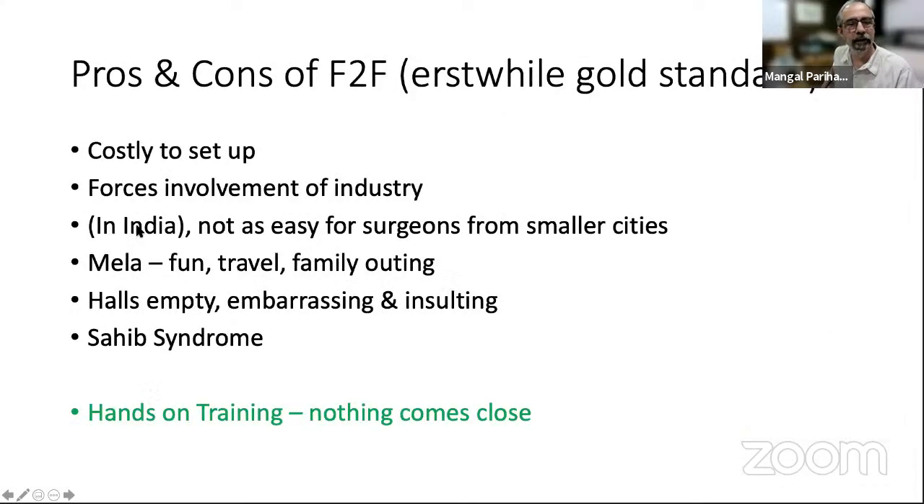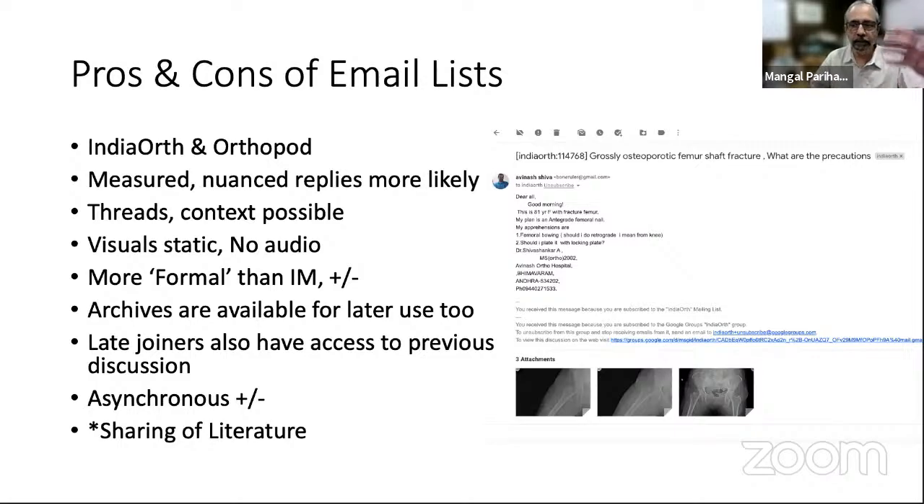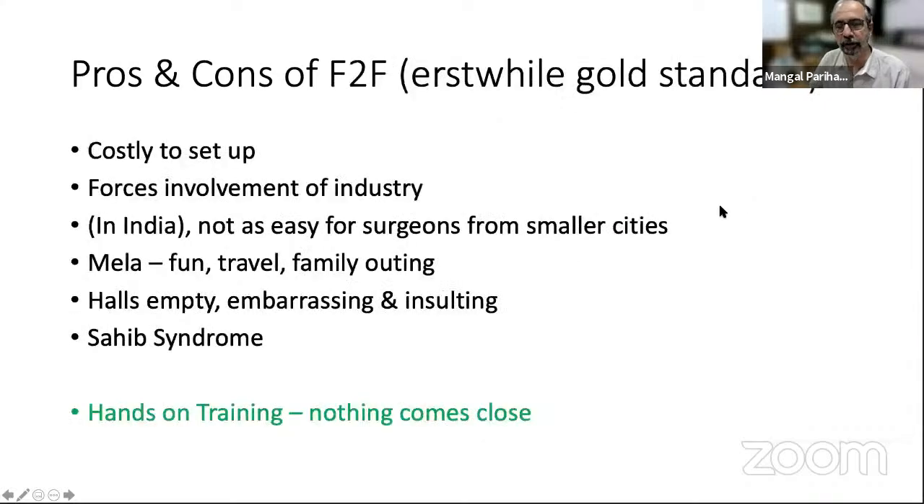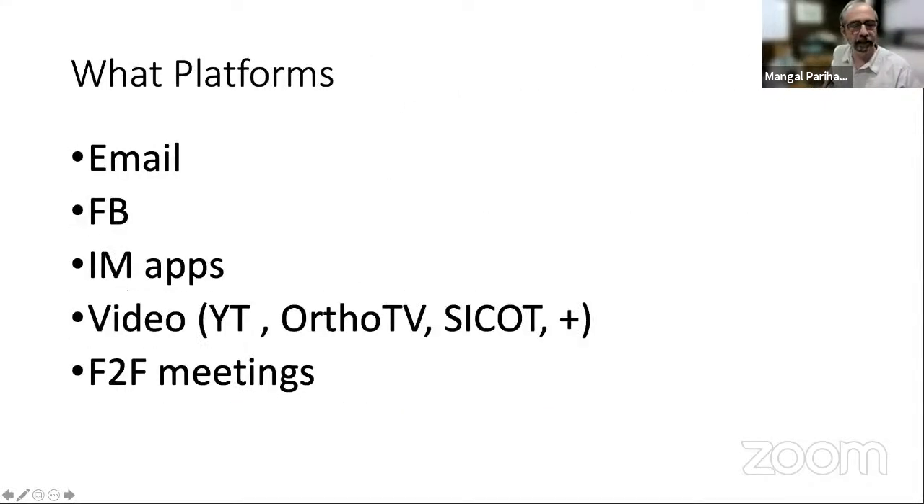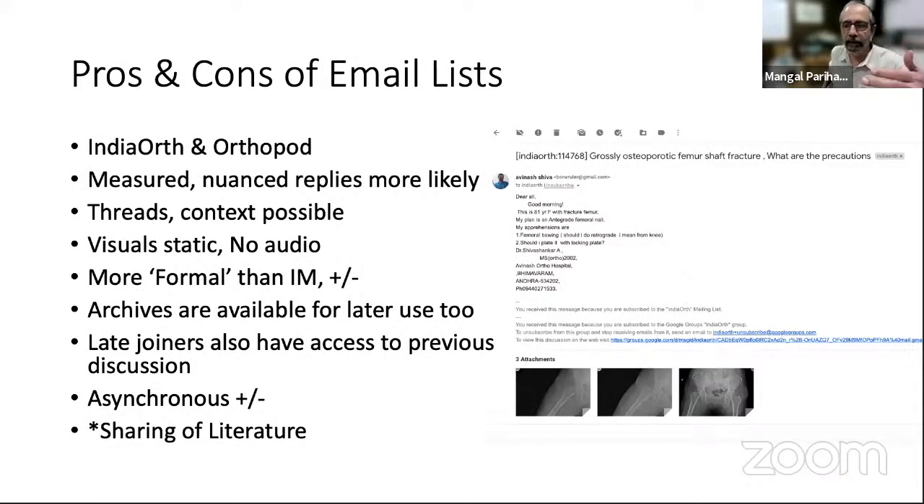At the same time, because of the way that email is, one case leads to a thread. So somebody asks a question about a grossly osteoporotic femur fracture, and then somebody else can reply to that. And even if you come back 6 months later, a year later, if someone searches for osteoporotic femur, they will be able to get this answer. And therefore, some kind of context is possible. Archives are available, even if somebody joins later on. So this becomes like a constant source of information and education.